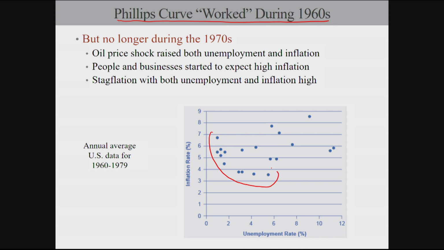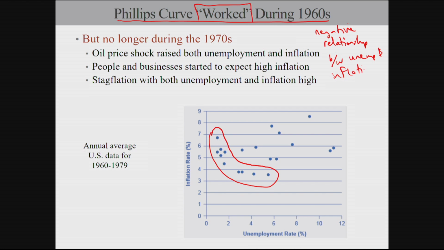And this Phillips curve in the 1960s included those dots right there, indicating a negative relationship between unemployment and inflation as that model would predict, okay? And so this Phillips curve worked, the idea of a negative relationship between unemployment and inflation.